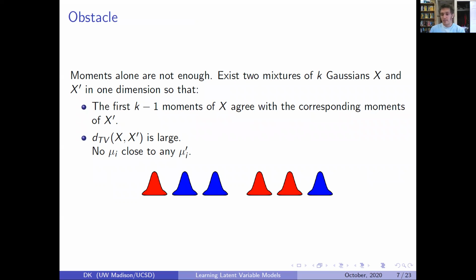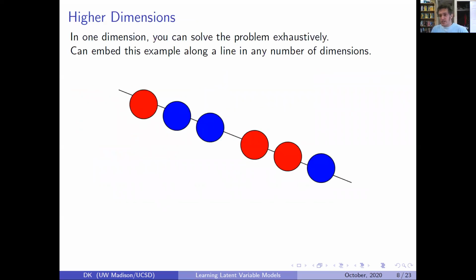So you've got the red mixture here and the blue mixture, and their low order moments are the same. So you need to compute many moments in order to distinguish them. But they're very far apart from each other. These distributions aren't close. Now, in one dimension, this isn't so much of a problem. You can avoid the method of moments and do something kind of exhaustive. You can split the real line into little bins, measure the probability in each bin, and then just approximate by a piecewise constant function or something.